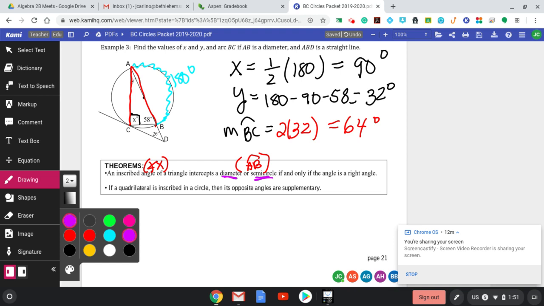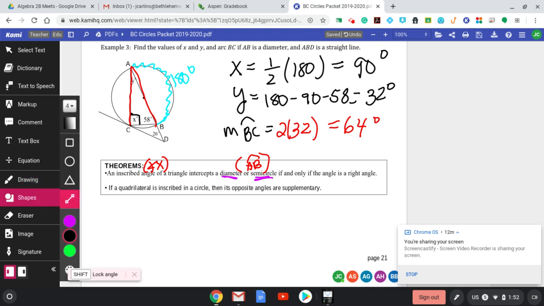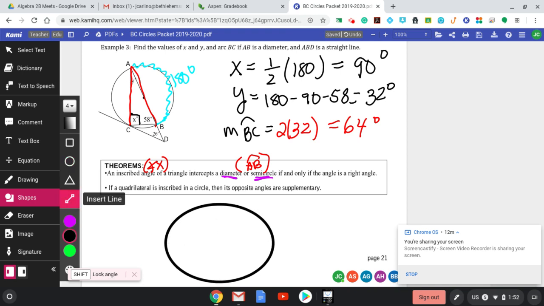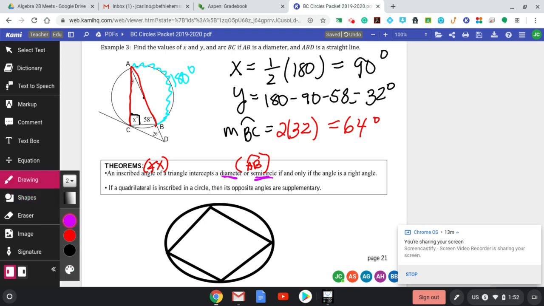Done. All righty? And then finally, I love this last theorem. And again, I'm sorry, guys, I tried to warn you when we started the unit. A lot of theorems, right? If I have a quadrilateral inscribed in a circle, so a quadrilateral inside a circle, so all four vertices are touching, so quadrilateral ABCD, its opposite angles are supplementary.